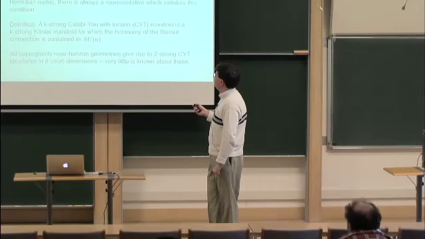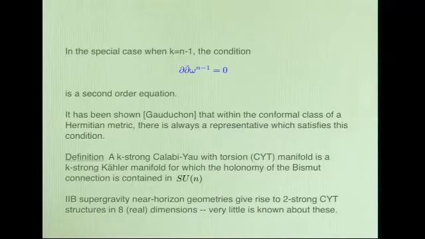There's a special case when k is equal to n minus 1. In that case the k-strong condition is ∂∂bar omega to the power of n minus 1 is equal to 0. This is a scalar equation because this is a top form in n complex dimensions, and it's some second order equation. And it's been shown by Gauduchon that given a Hermitian metric, one can always choose a particular conformal class within which there's a representative satisfying this. So that's a special example.